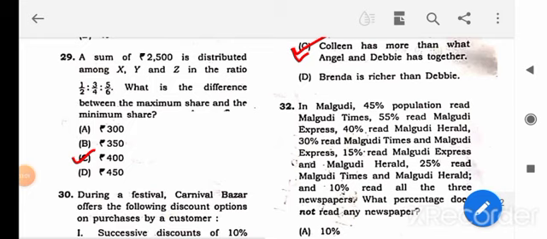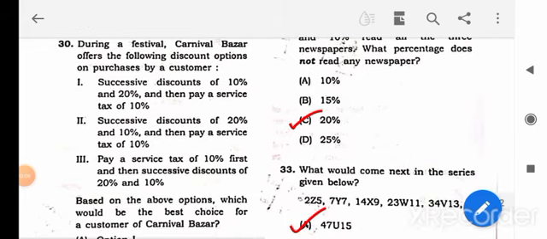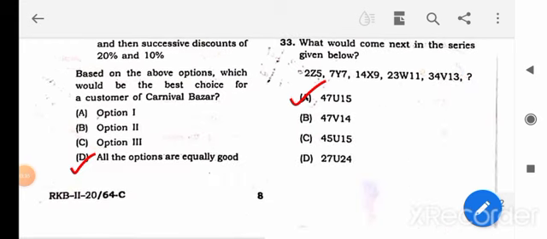Thank you. Next, this question is about discount options: successive discounts of 10% and 20%, then a tax of 10%. See, when you sum everything, these first two are the same: discounts of 30%, then 10% tax, again discounts of 30%, then 10% tax, and in the third option you pay tax 10% first and then get a 30% discount. So all the options are equally good and equal in nature.